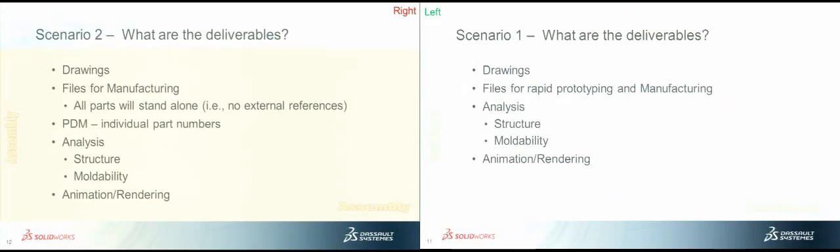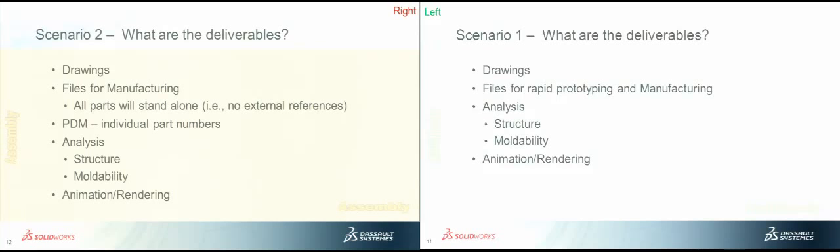Okay, so specifically the deliverables for scenario one, my scenario, are going to be some minimal drawings. We need to send off the files for rapid prototyping. We may have to do some analysis later on, and maybe some moldability, to get some quotes. And we may have to do some rendering and animation, so we've got to keep those in mind. That's all we know right now.